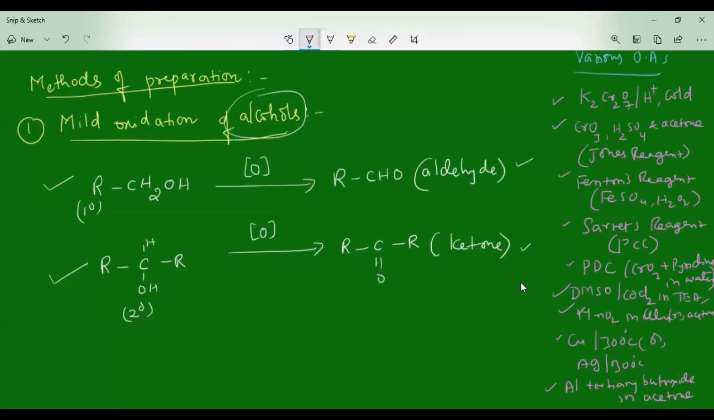Let us move to the next thing. The next important topic is preparation from calcium salts of carboxylic acids.